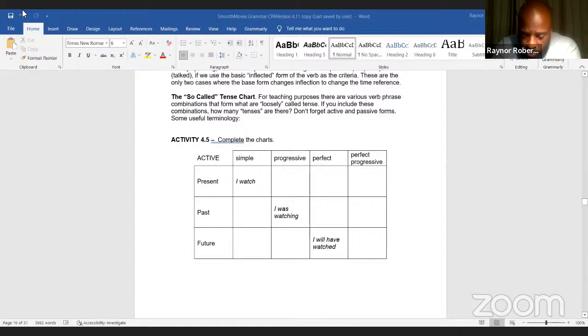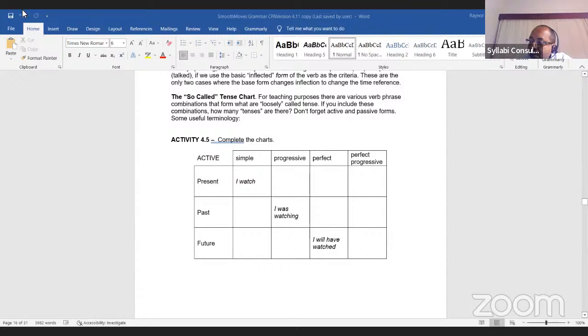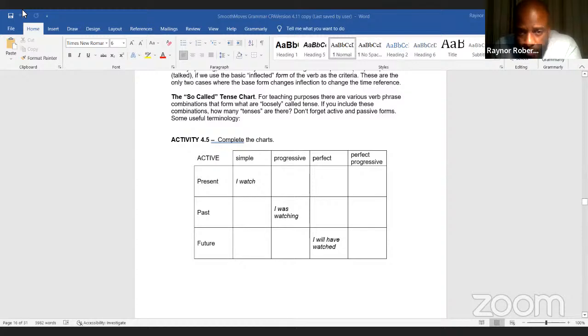And then the perfect progressive would be what? The present perfect progressive was I have been watching. The past perfect progressive is? Well, it wouldn't make sense to just change the have, like, I had been watched. That doesn't make sense. I had been watching. Right. And believe it or not, you say it, you just don't realize that you're probably saying it when you have a conversation.